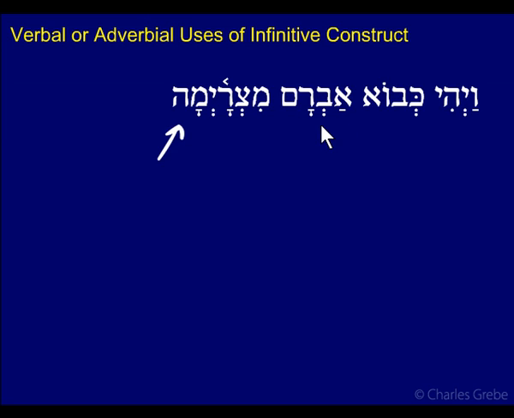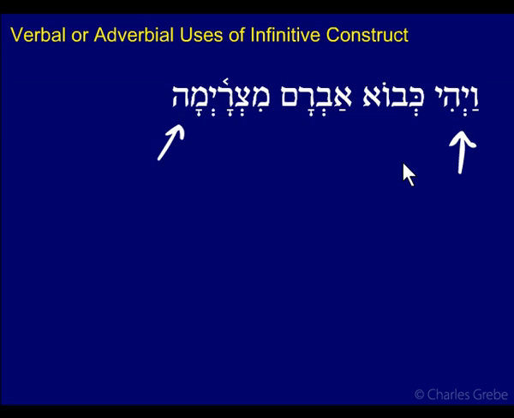When Abraham was entering Egypt. Or as Abraham was entering Egypt. Something like that. But we know it's in the past because of Vayhi. That sets it off in the past. It's not the infinitive construct that indicates past. That's all I'm trying to say here.